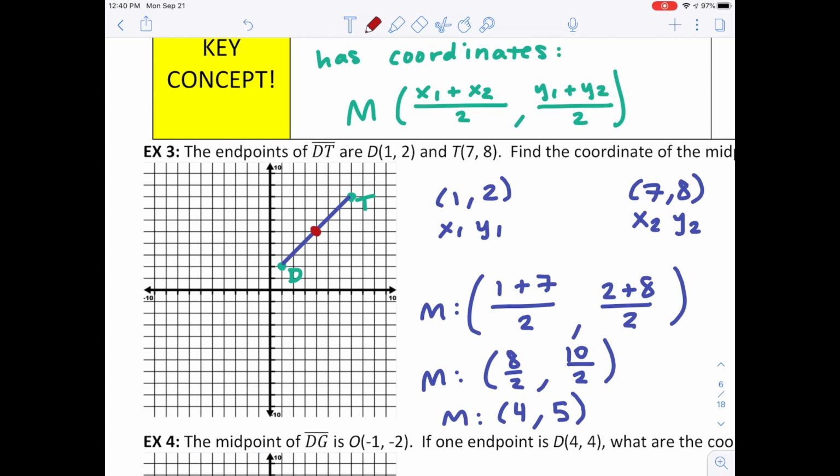What's nice is if you put that on the graph and label it M, visually you should be able to tell if that is the correct midpoint, and it totally is on this graph.